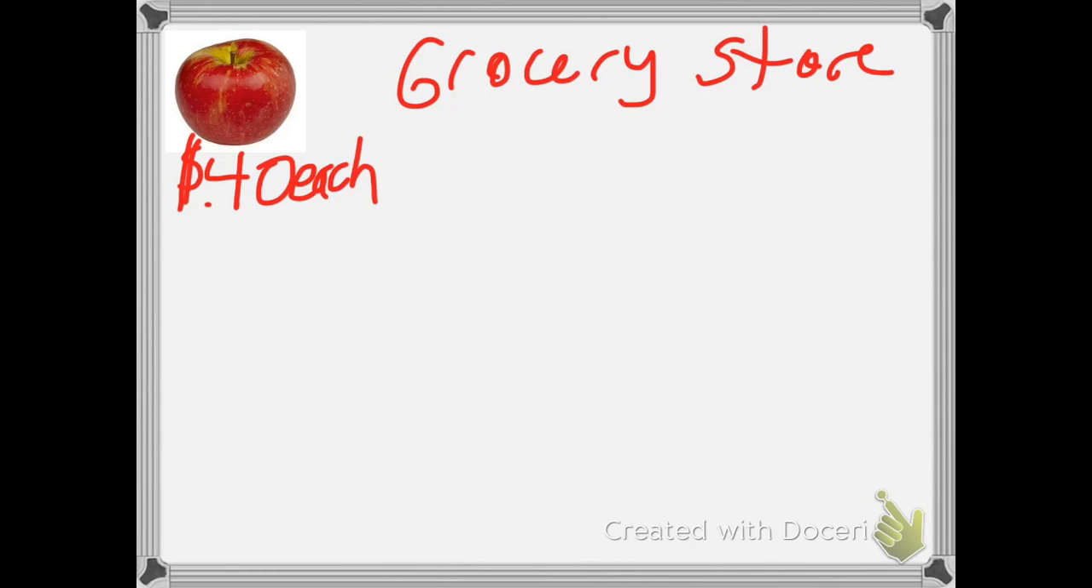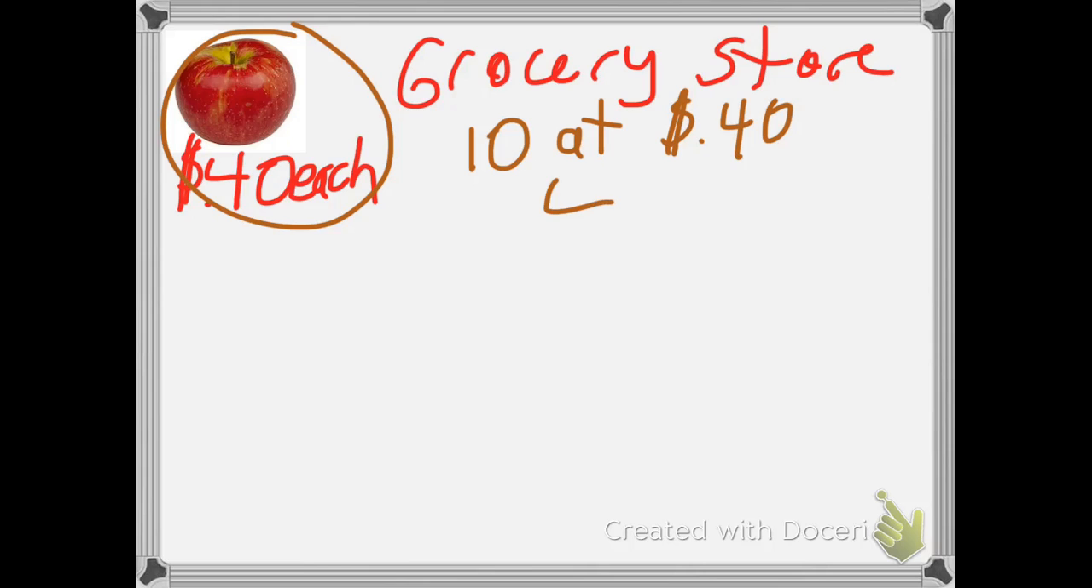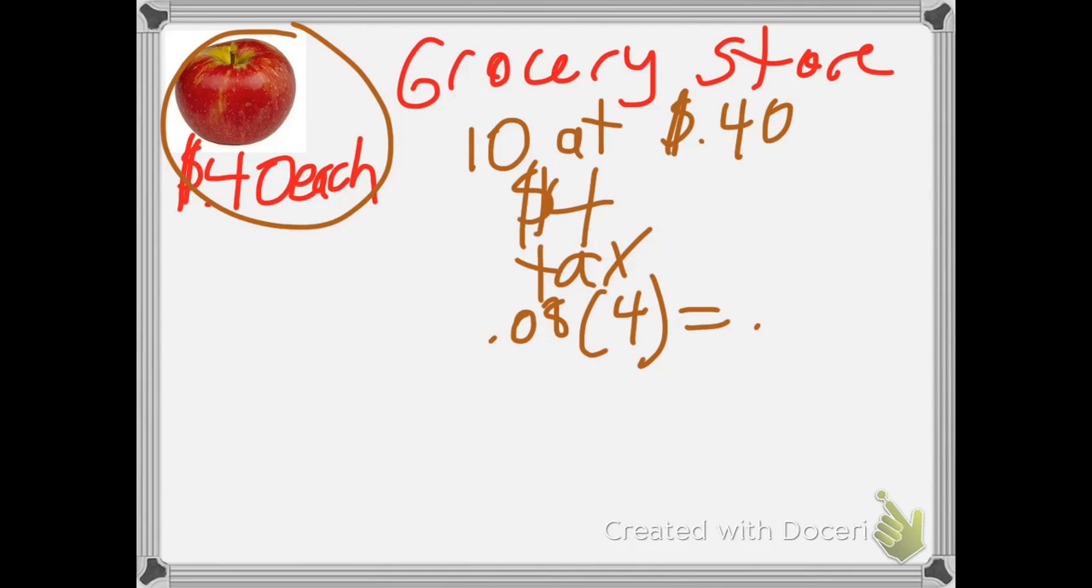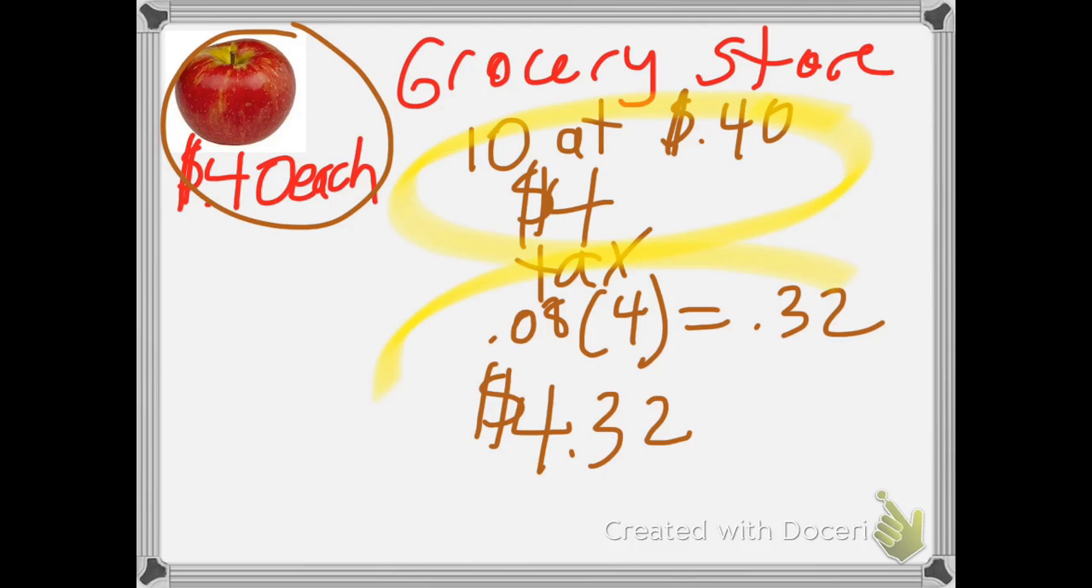All right, let's talk about composite functions, which is what section 5.1 is. We're going to be at the grocery store, and apples, let's say, cost 40 cents each. We want 10 of them at 40 cents. We get $4. Let's figure out the tax. At 8% of $4, we get 32 cents. We add them all together, we get $4.32. We're going to combine these two things, the cost and then the tax.